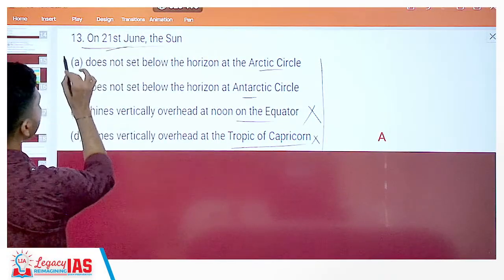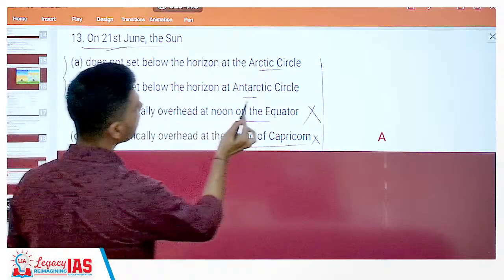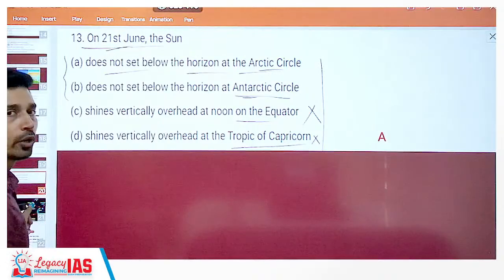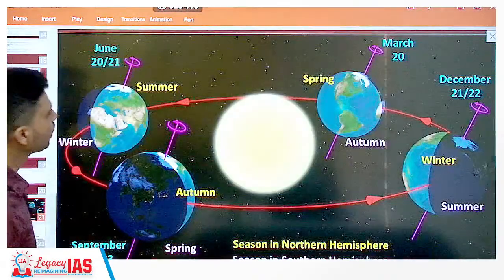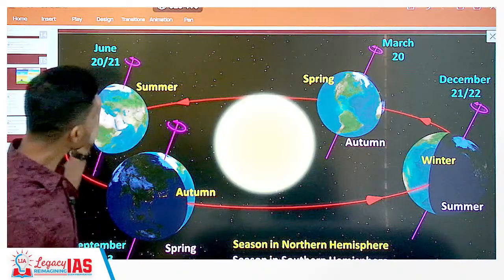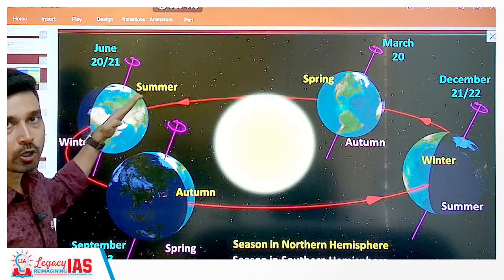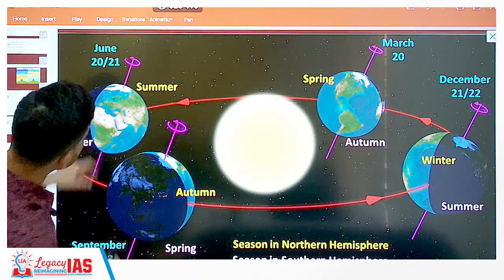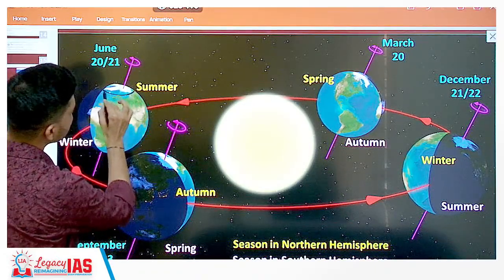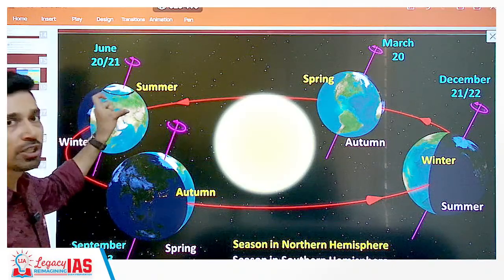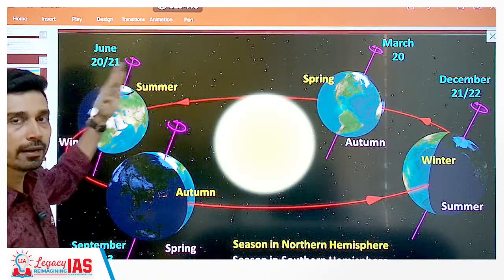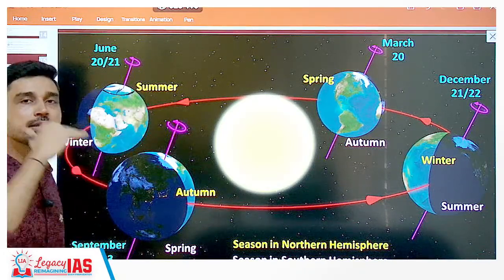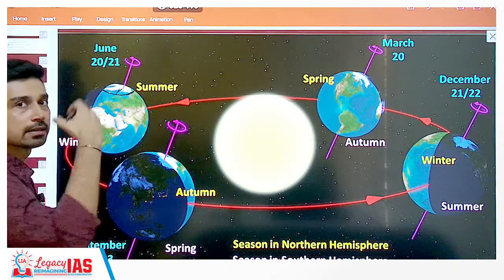Now we are left with two options, A and B: does not set below the horizon at the Arctic Circle, and does not set below the horizon at the Antarctic Circle. If you take a look at the picture here, the northern pole is oriented toward the sun on 21st of June. So as the earth rotates on its axis, this region, which we can call the Arctic Circle, no matter how much the earth rotates, the inclination of the earth's axis toward the sun means the Arctic Circle and the regions above it will always see the sun on the horizon.